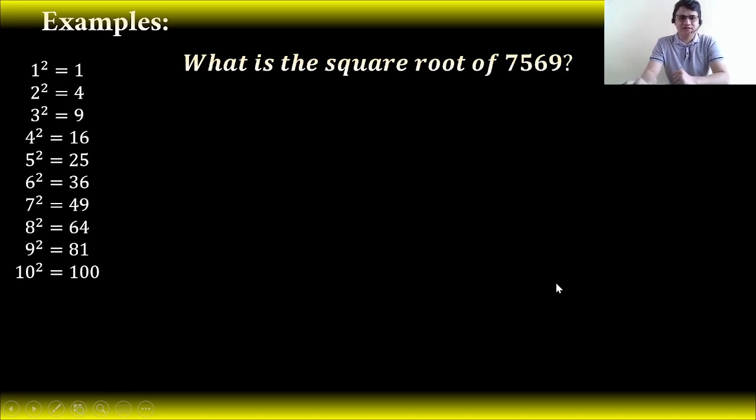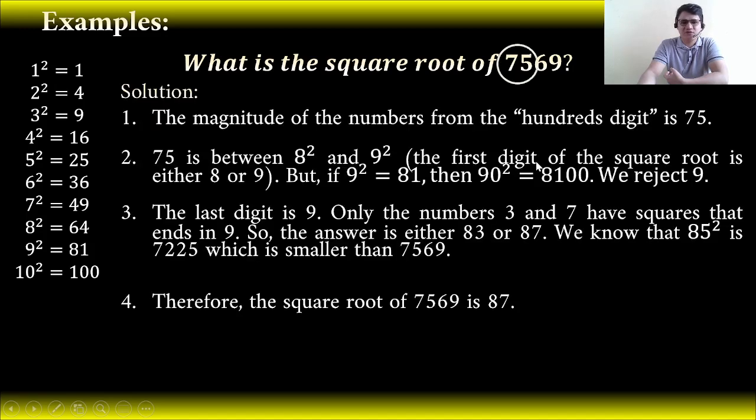Now, let's try this difficult problem. What is the square root of 7,569? Again, we look at the numbers from the hundreds digit going to the left. The hundreds digit starts from 5, so the magnitude of the numbers from the hundreds is 75. And 75 is between 8 squared and 9 squared. We have 8 squared is 64 and 9 squared is 81. So the first digit of the square root is either 8 or 9.